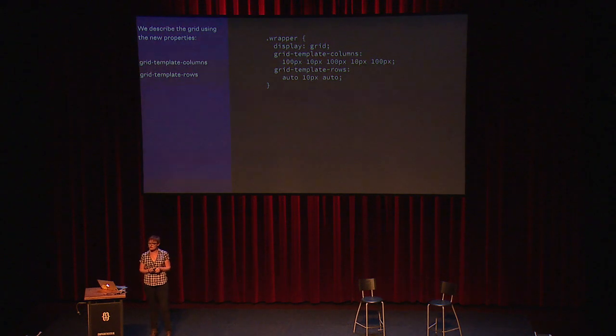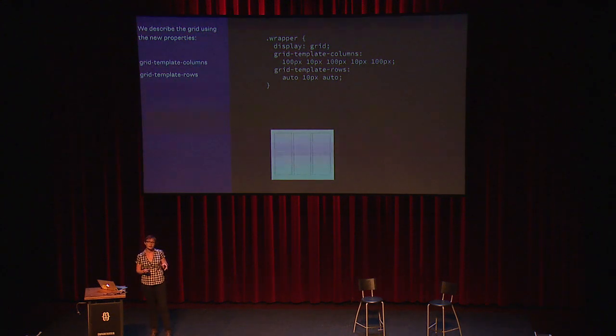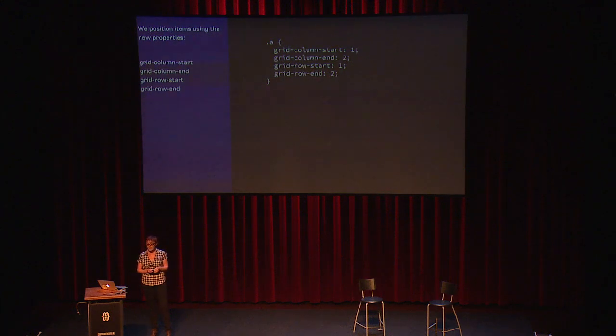So the wrapper now has a grid of 3 content columns with 2 10-pixel gutters and 2 content rows separated by a 10-pixel gutter. If you could see the grid, it'd look a bit like this. So we can now put child items onto that grid.